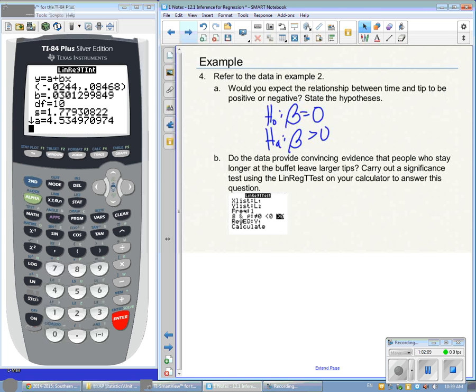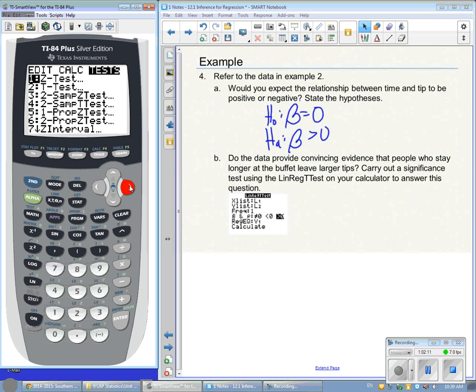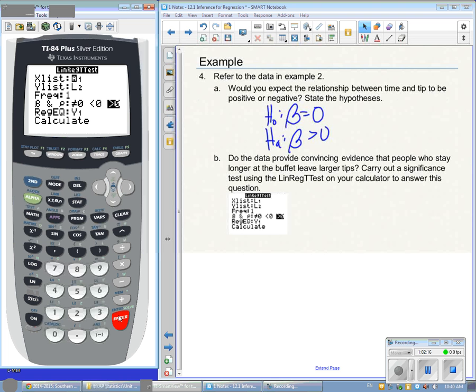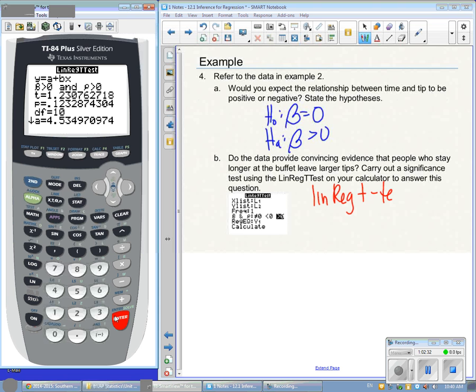So if you go to stat test, I would just go back up the other way. You want to do a linear regression t-test and make sure that you're calling everything up. Your alternative hypothesis is that 4th line. And again, your calculator will give you all the information you need. You just need to make sure that you say that you're doing a linear regression t-test.